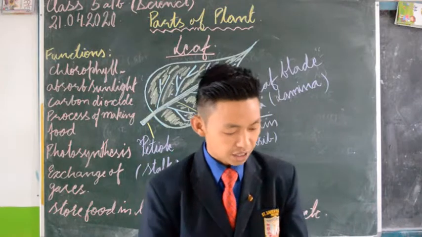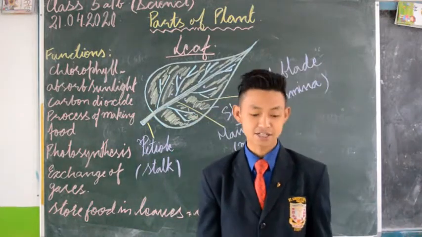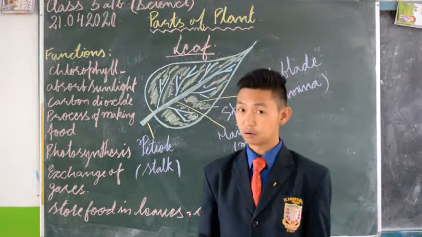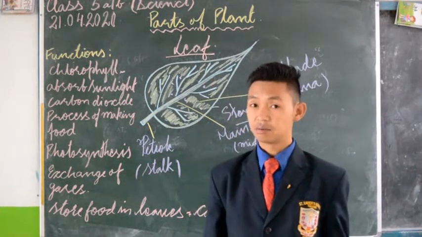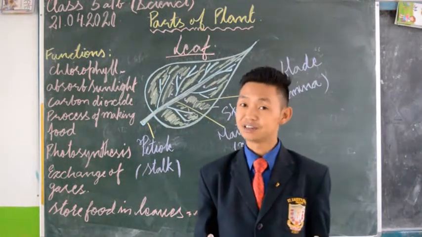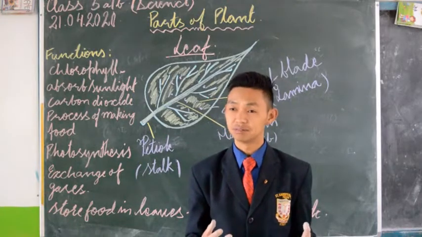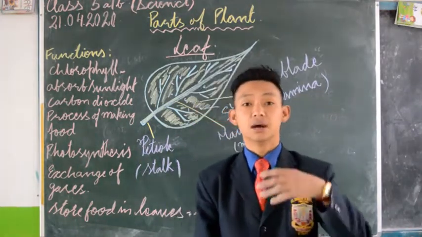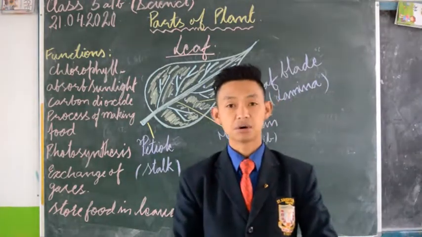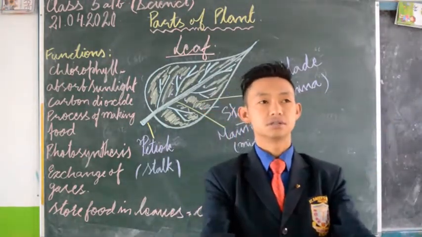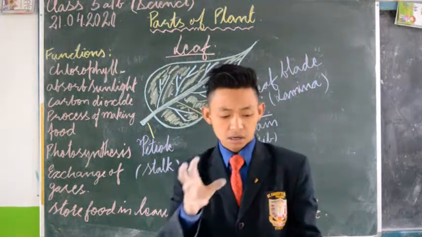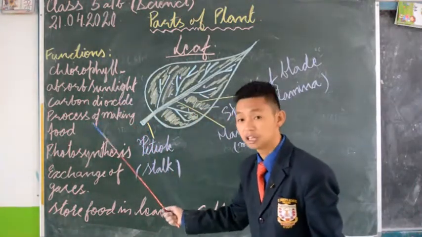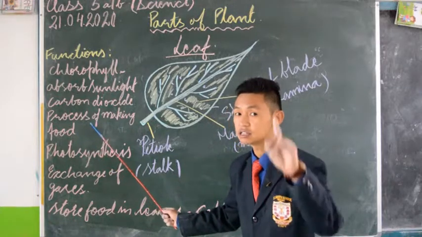Now, leaves help in the exchange of gases between the surroundings and the plant. Very important. I'm going to give you a sign regarding this exchange of gases. As we have already come across, the plant breathes in carbon dioxide and breathes out oxygen, right? In the presence of carbon dioxide, they prepare or make food. That is called photosynthesis. Already said.